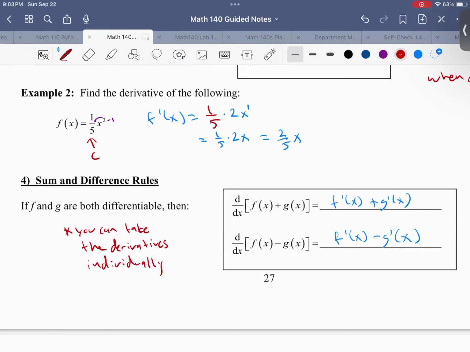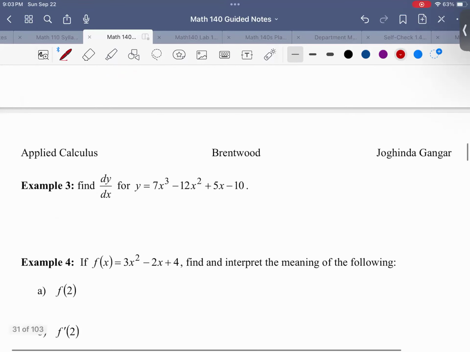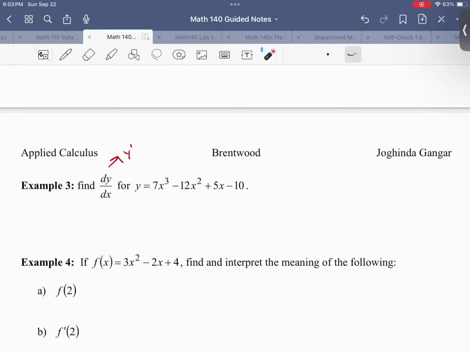Okay, so let's check out an example. This one says dy over dx. Once again, this just means y prime, the derivative, right? So we just have a couple terms here: 7x cubed, minus 12x squared, plus 5x, minus 10. This is a combination of sum and difference rules. But what it means is that we can just take the derivative of each one of these components separately and get the answer. So let's go ahead and do that.